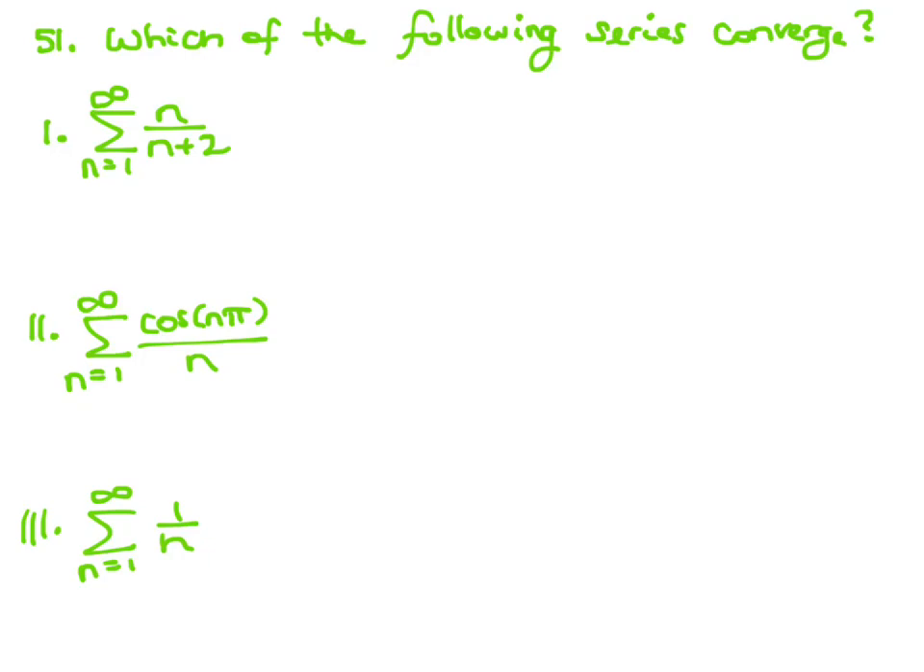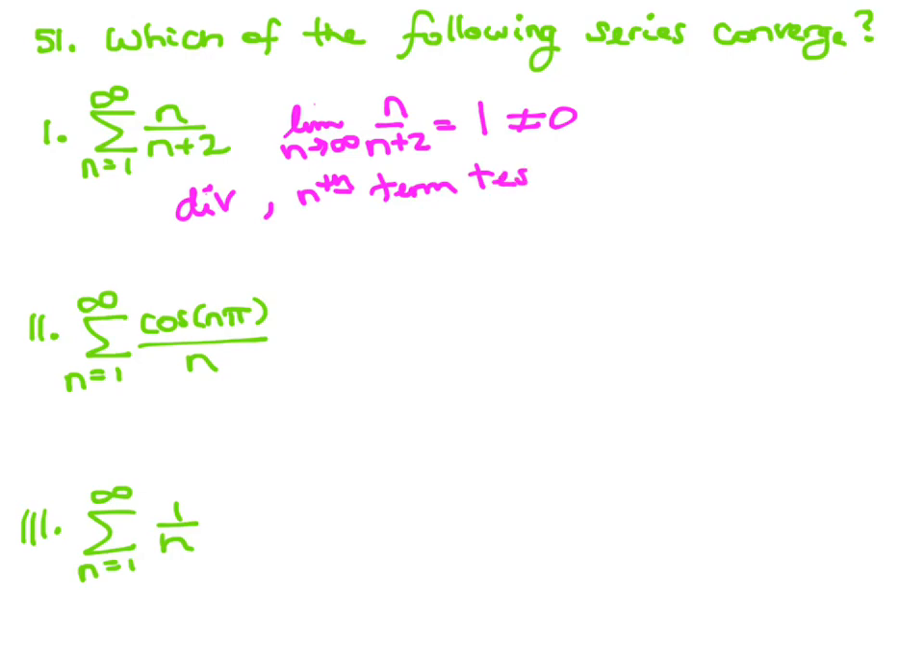All right, question number 51. It's the last one we're going to do here. Which of the following series converge? We've got 3 series here to consider. Our first series, n over n plus 2: if we take the limit as n goes to infinity of n over n plus 2, that limit is equal to 1. These terms do not go to 0. 1 is not 0, and therefore this one diverges by the nth term test. Not that you have to write that on multiple choice, but just to remind you what I'm doing here.